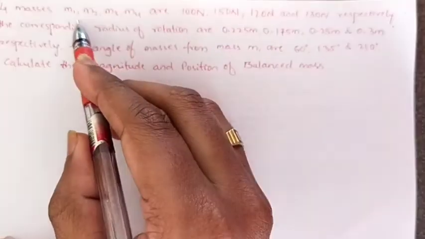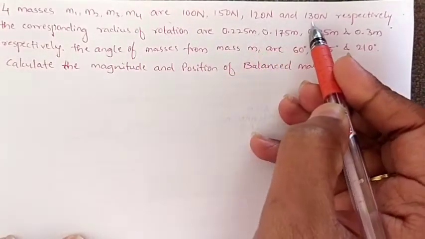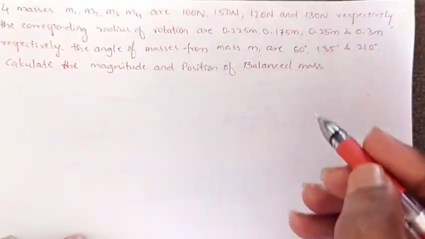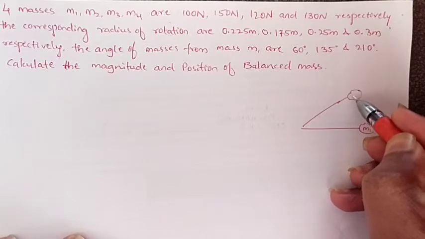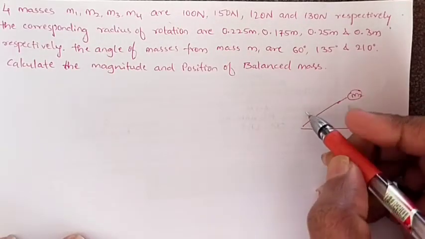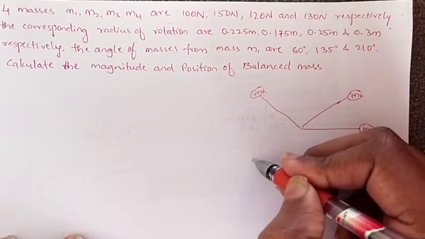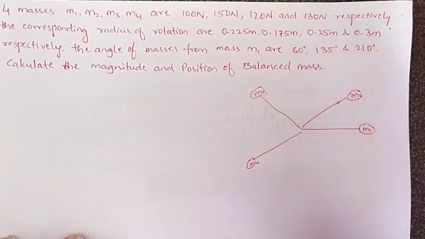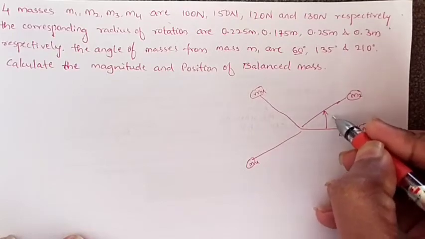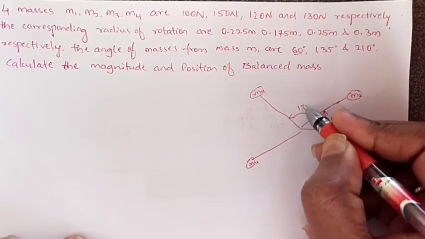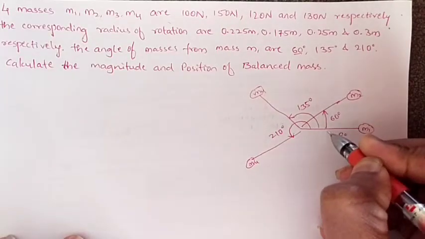So, four masses M1, M2, M3 and M4, which are 100 Newton, 150 Newton, 120 Newton and 130 Newton respectively, are revolving at angles of 0 degree, 60 degree, 135 degree and 210 degree from mass 1. From here the angles are taken.